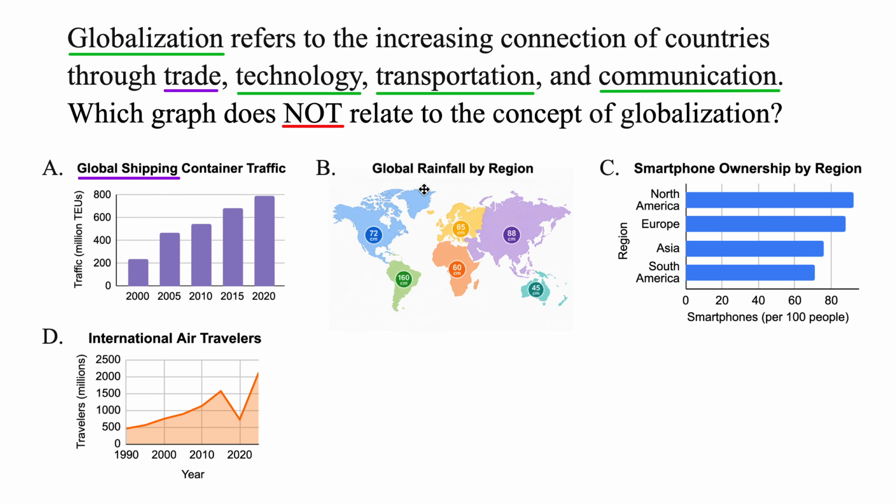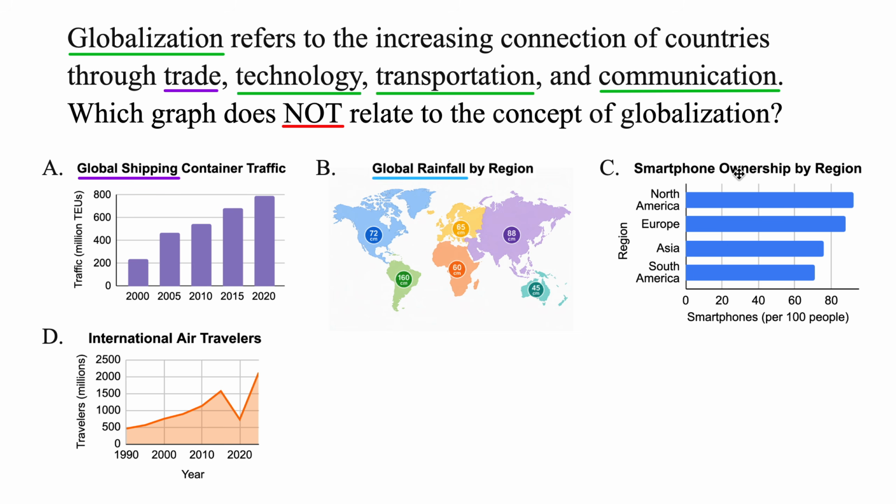Okay, the next one. Global rainfall by region. That's what this map is showing. But rainfall, that's not trade, technology, transportation, or communication. So this definitely seems like the one that doesn't relate to globalization. Okay, well, let's just make sure. We'll go ahead and read the rest.